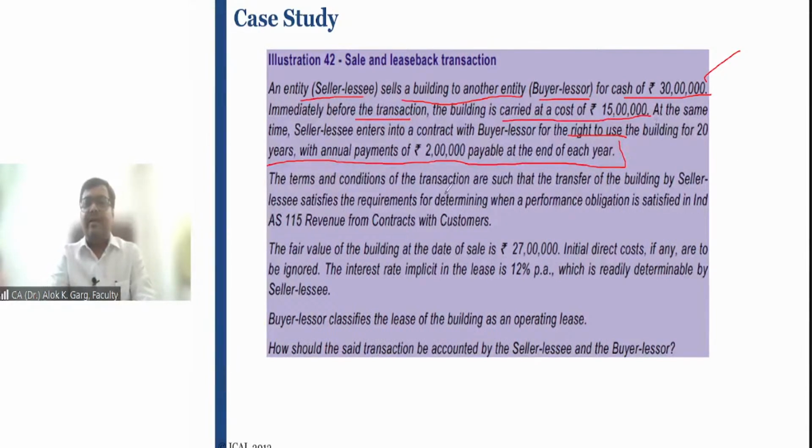The terms and conditions of the transaction are such that the transfer of the building by the seller lessee satisfies the requirement for determining when a performance obligation is satisfied in Ind AS 115, Revenue from Contracts with Customers. So it satisfies the condition of Ind AS 115, and this transfer will be considered a sale under Ind AS 115.